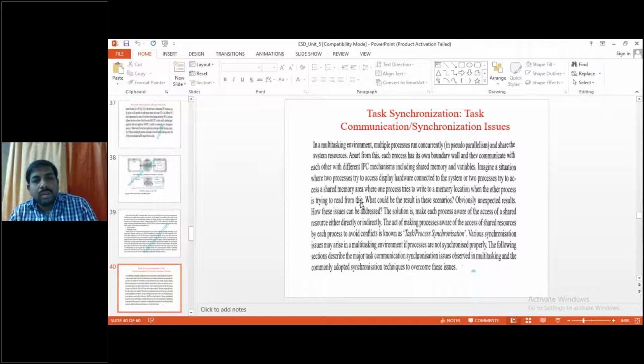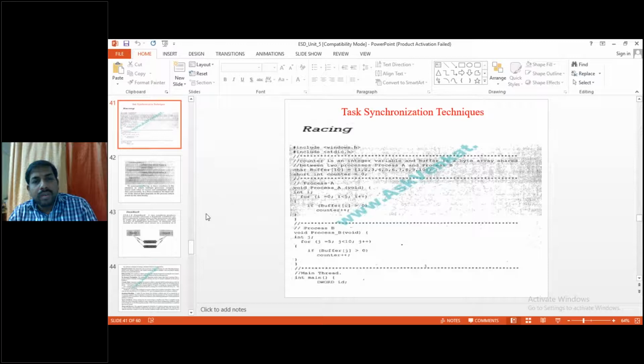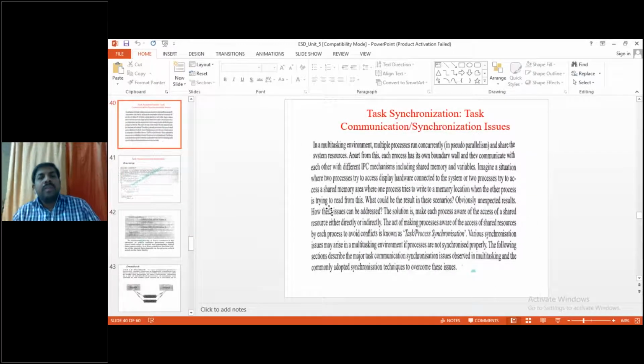So in this topic, we'll see what is task synchronization. Task synchronization means in a multitasking environment, multiple processes are running concurrently, sharing the same system resources. Each process has a boundary wall, and they communicate with each other with different IPC mechanisms, including shared memory and variables. It's like two processes trying to access the same display hardware and providing inappropriate results.